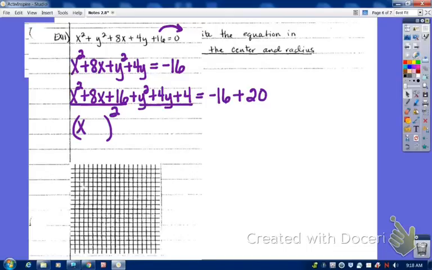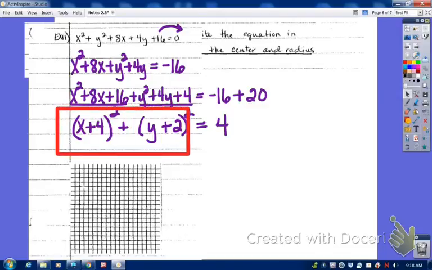X plus 4 squared, or x plus 4 times x plus 4. And then y squared plus 4y plus 4 factored is y plus 2 binomial squared. Simplify the right-hand side and you get 4. So now you have a nice little equation that's all cleaned up that is in standard form. So x plus 4 squared plus y plus 2 squared equals 4. That's your equation in standard form.